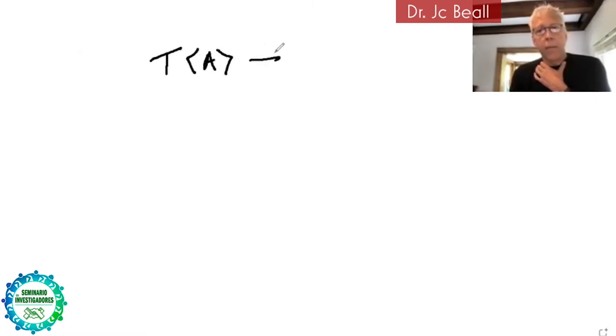Now, how do we go about avoiding the absurdity that comes from Curry's paradox? I'll put a couple of desiderata up here. One is, we want the validity of the T scheme, okay? For whatever your conditional is like, you want that.